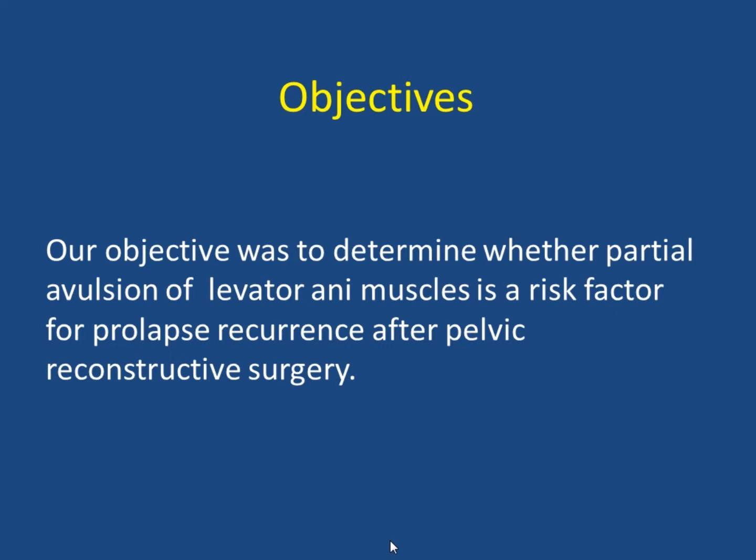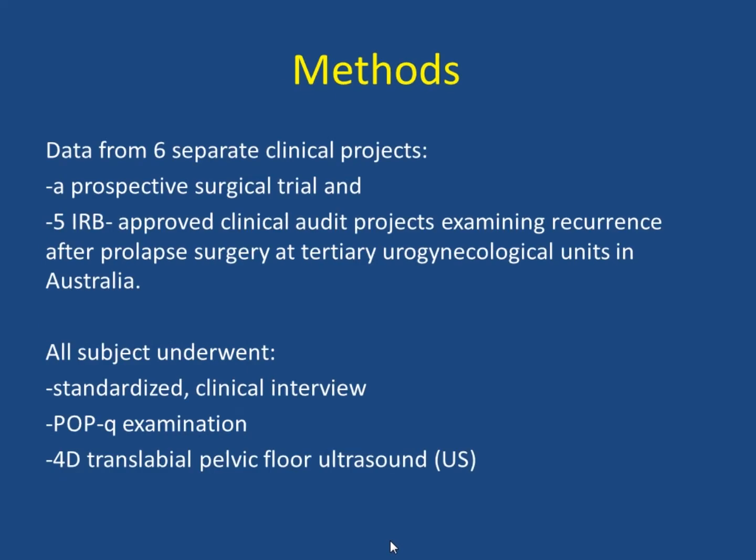Therefore, our objective was to determine whether partial avulsion of the levator ani muscle is a risk factor for prolapse recurrence after surgery. We used combined data from 6 separate clinical projects, a prospective clinical trial and 5 clinical audits, looking at prolapse recurrence after surgery. They all took place at tertiary urogynecologic units in Australia. All subjects underwent a standardized clinical interview, POP-Q examination, and 4D translabial pelvic floor ultrasound.